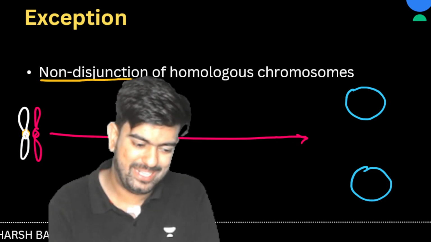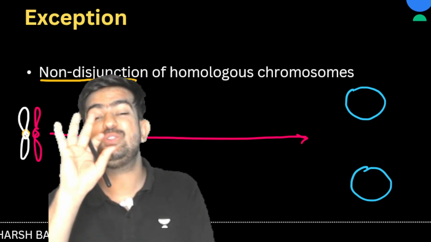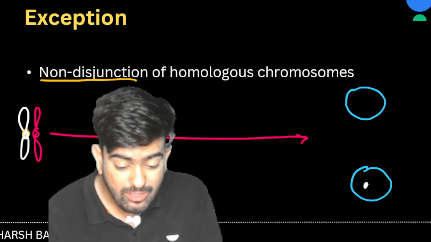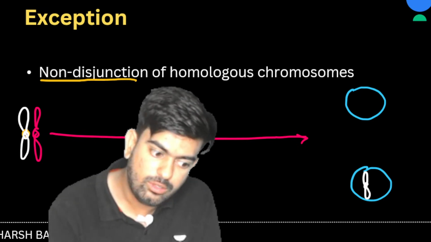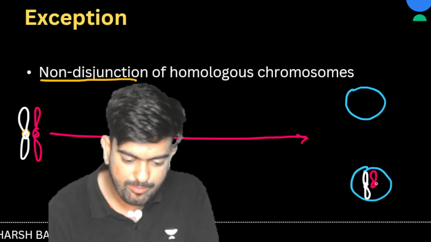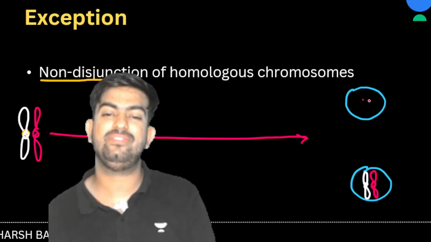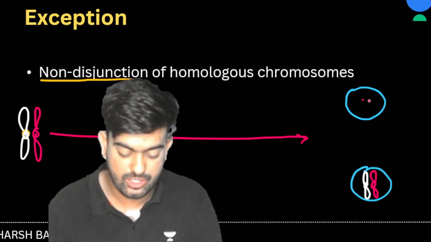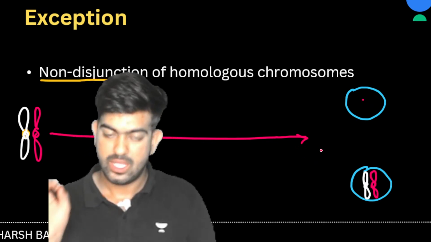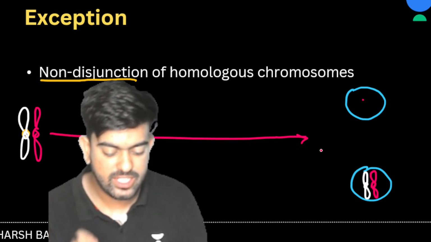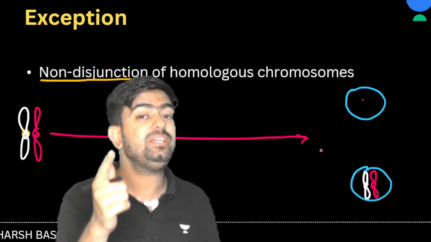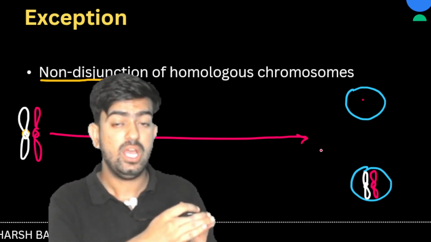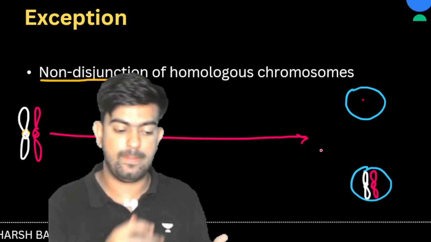But they were not able to segregate from each other. And if they are not able to segregate, only one gamete is going to have both the chromosomes, and the other gamete will have nothing. So this is called non-disjunction of chromosomes. Okay, clear? Exception to the law of segregation. Exception to the law of dominance was what? Exception to the law of dominance was codominance and incomplete dominance.